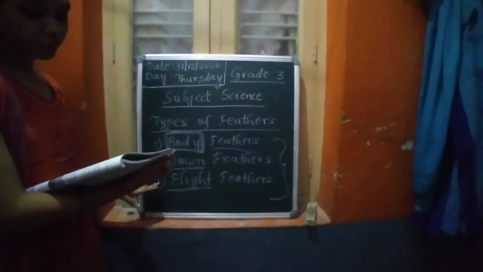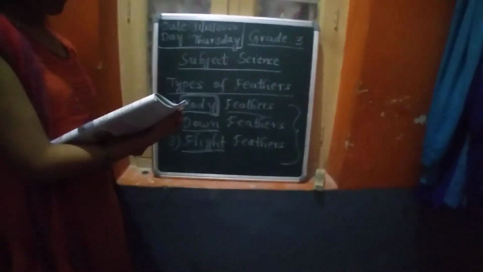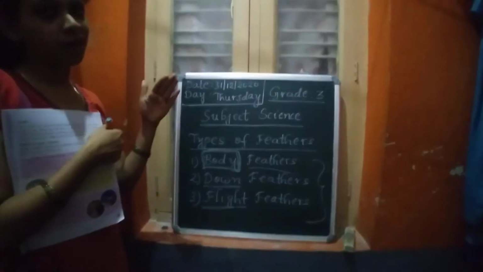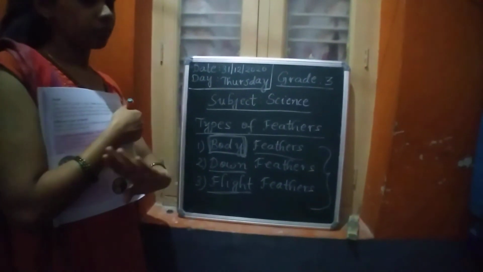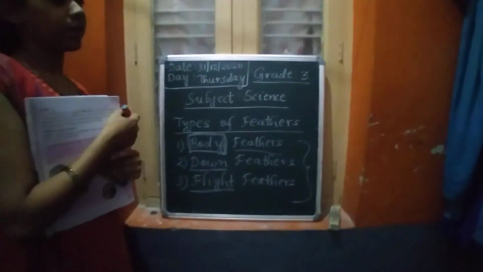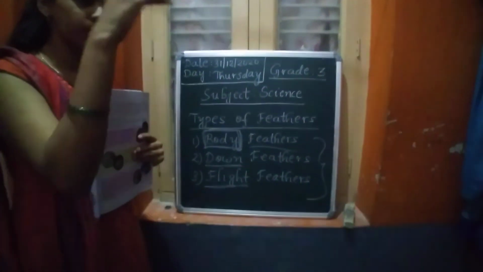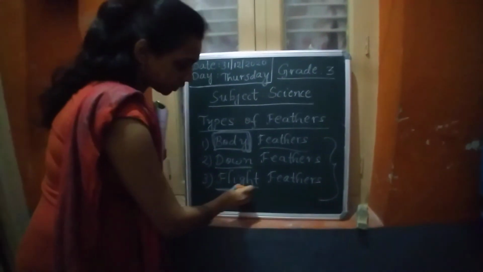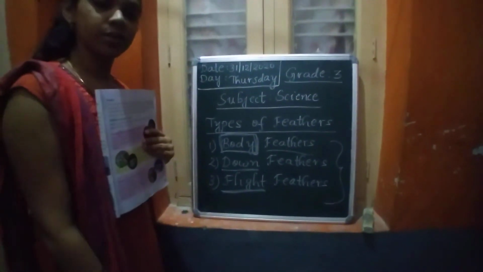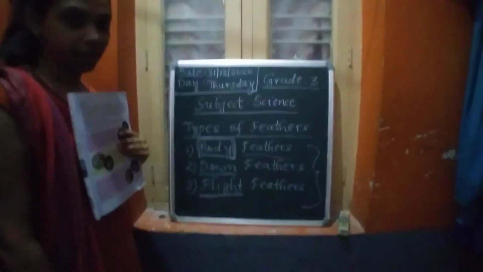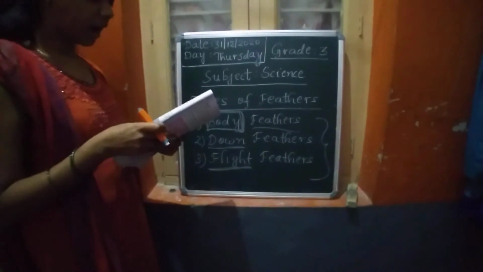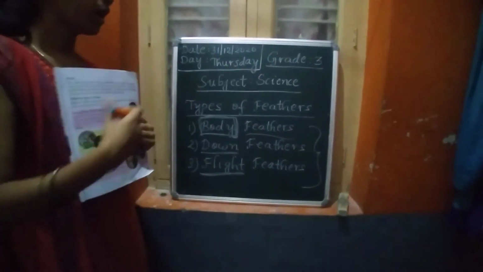Third one is flight feathers. Flight feathers help a bird to fly and change the direction when they are flying. See children, birds fly high in the sky. When they go straight, they also need to change the direction while they are flying, right? So these flight feathers help the birds to fly and also to change the direction when they are flying in the sky. They are found on the wings and on the tail.